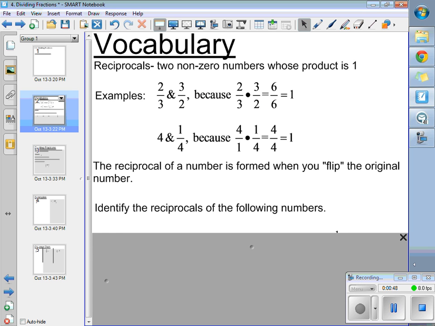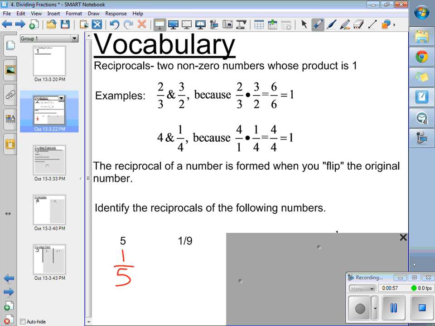Identify the reciprocals of the following numbers. 5. The reciprocal of 5 is 1/5. 1/9. The reciprocal of 1/9 is 9, because we flip that one, you'd have 9/1. 4/5. The reciprocal is 5/4.